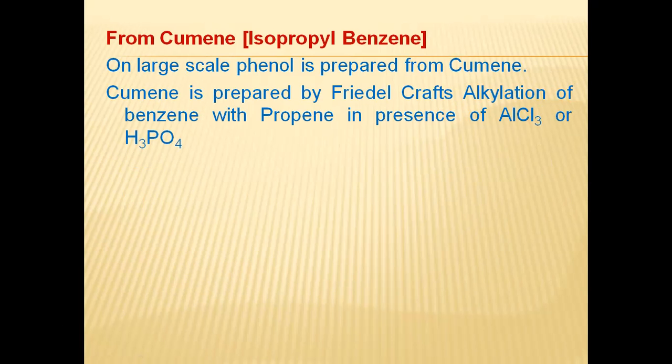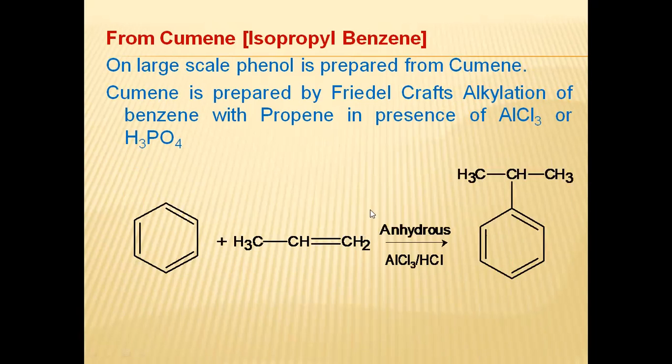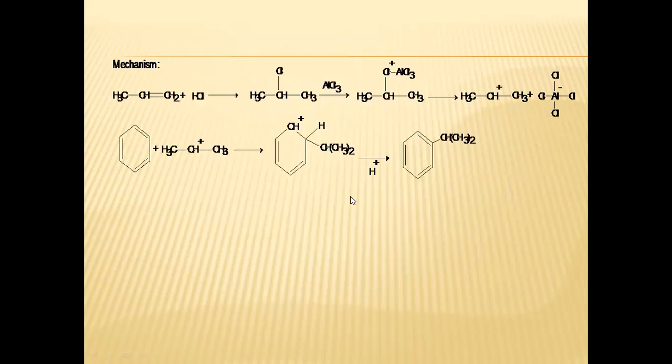So when you come to this reaction, benzene reacts with the propene and alkylation will take place. An alkyl group is added to the benzene. This is the formation of isopropyl benzene. When you see the mechanism for this reaction, here what happens is in the HCl.